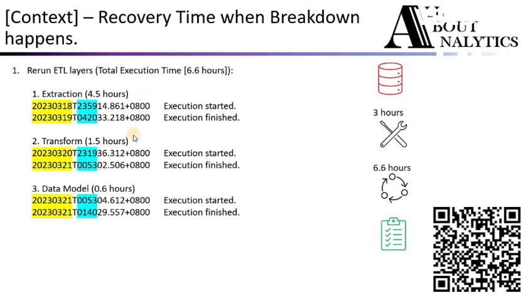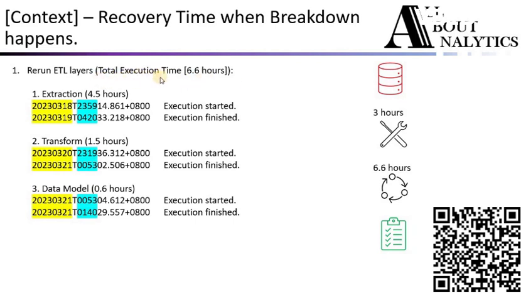Alright, so it actually takes 4.5 hours to only extract the data from our database. Next, we do the transformations, which will take another 1.5 hours. Lastly, going to the data model, it takes another 40 minutes to complete the data model execution, right? So in total, it actually takes about 6 hours and 40 minutes to complete the ETL layer.